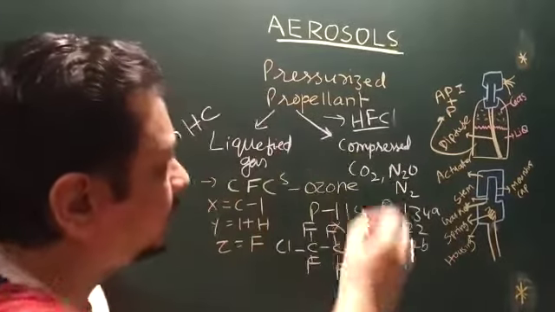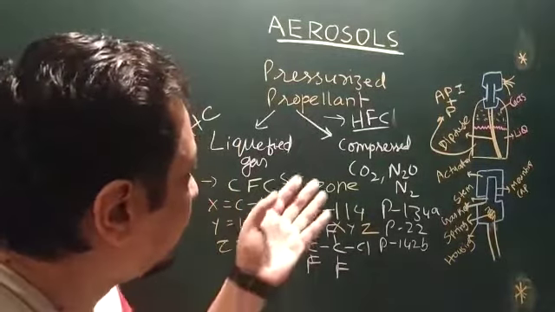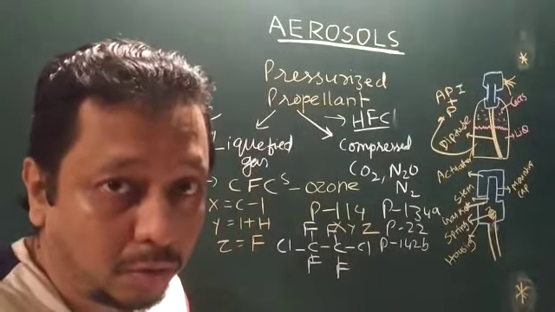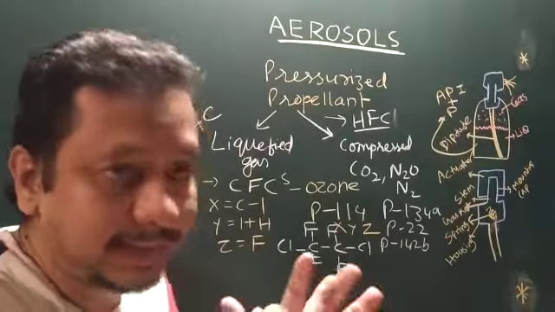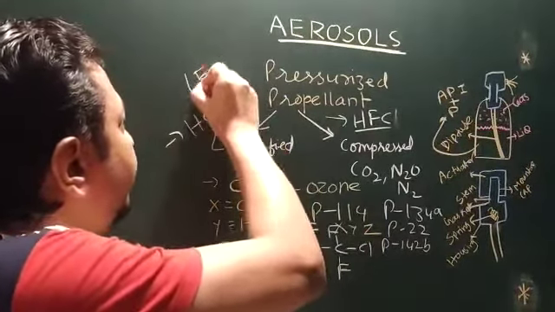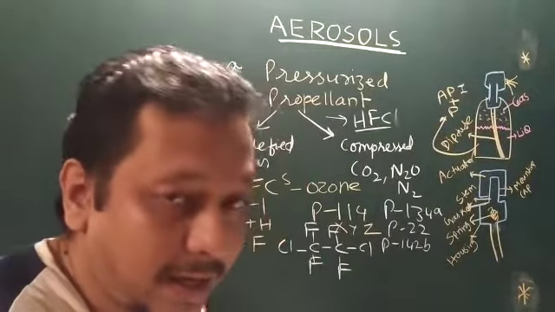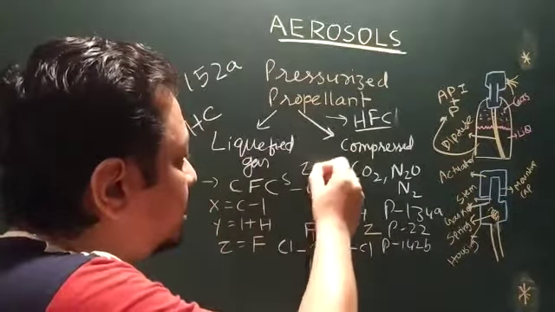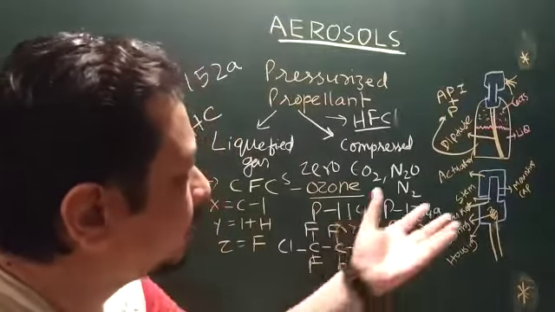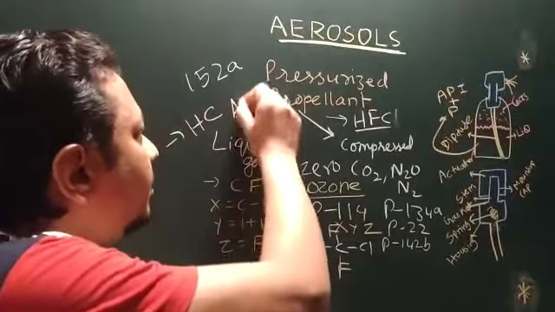Out of all these, there was one question: which propellant belonging to the hydrofluoro-chlorocarbons possesses zero ozone depletion potential, which means it is safe to use? It was a NIPER question. The answer is propellant 152A, which is 1,1-difluoroethane. Its ozone layer depletion capacity is 0, so that's why it is safe. It is green.